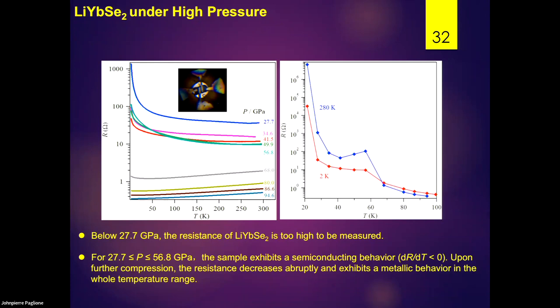So I convinced my friends, I said, can you press it? I want to see if we can make it a superconductor. If we can make this quantum spin liquid candidate into a superconductor, that'll be very cool. So they pressed it for us up to 95 GPa. They did this fast.